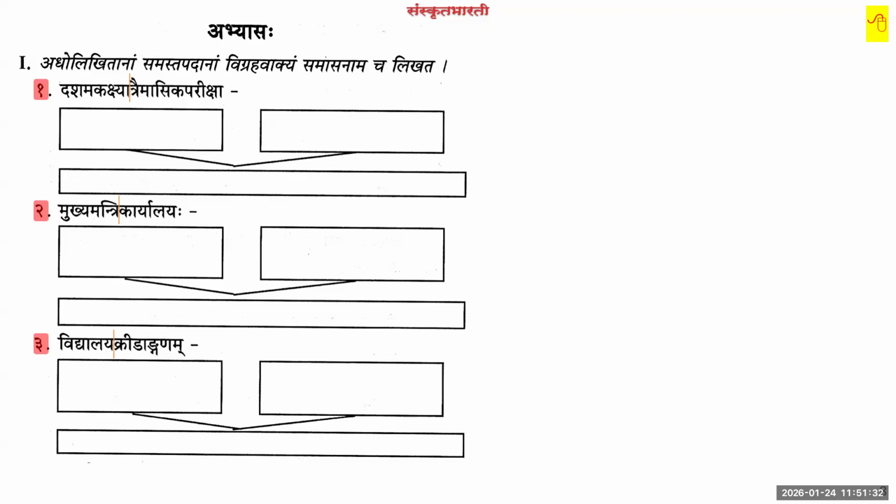Dashami kaksha. 10th class, dashami kaksha, dashami kaksha. What type of samasa? I think it's Visheshana Purva. Correct. Karmadharaya. Well done. So that is Dashami Kakshya, Dashama Kakshya. So the Stri Pratyaya goes away and it becomes Dashama Kakshya. Like that. Visheshana Purvapada Karmadharaya. Well done. Next one. Traimasik Pariksha.